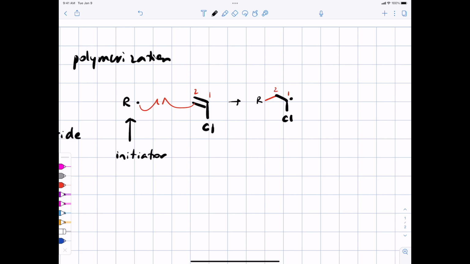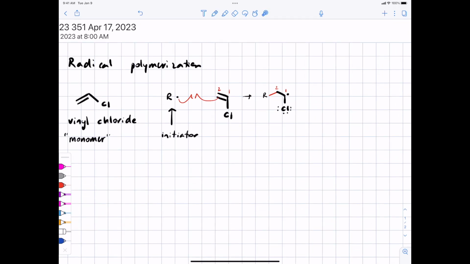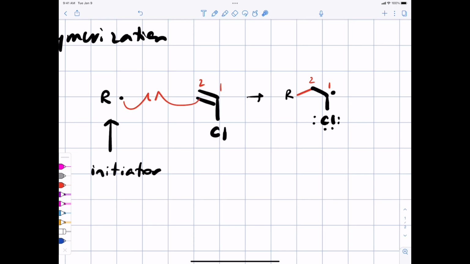Create potential for another monomer to attach. Okay, sure. I mean, we want to make a polymer, and so you can see that if we have a radical here, we can then bring in another monomer and have it react. But I'm talking about regioselectivity. We might have made the bond between R and carbon 1 instead of 2. There's a reason we chose 2 and not 1.